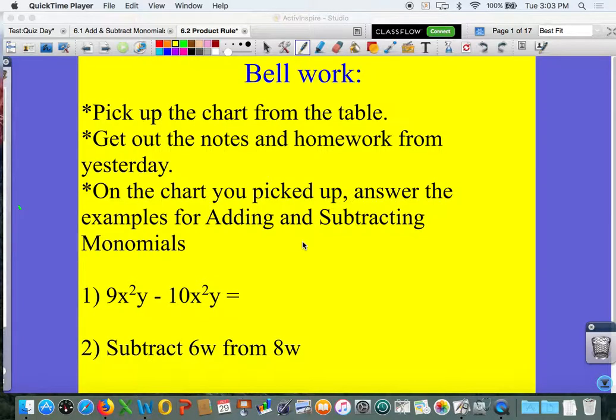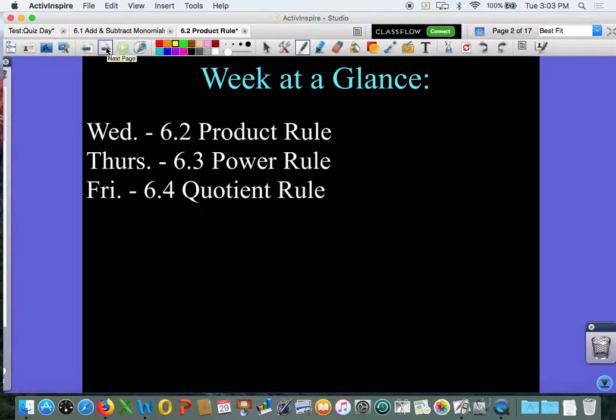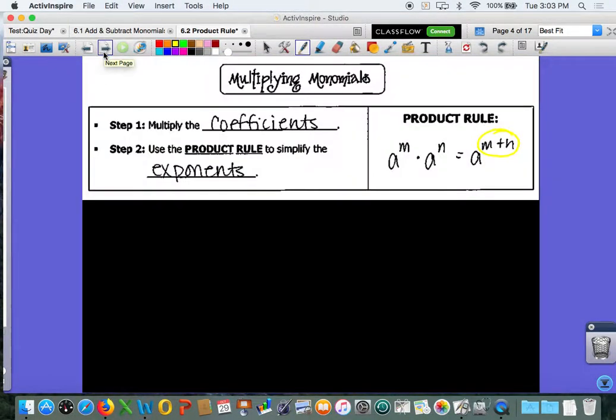Everyone. Today we are multiplying monomials. This is going to look very familiar because it is exponents. Awesome, so let's go ahead and get started. I'm going to show you a couple of different ways to do this.